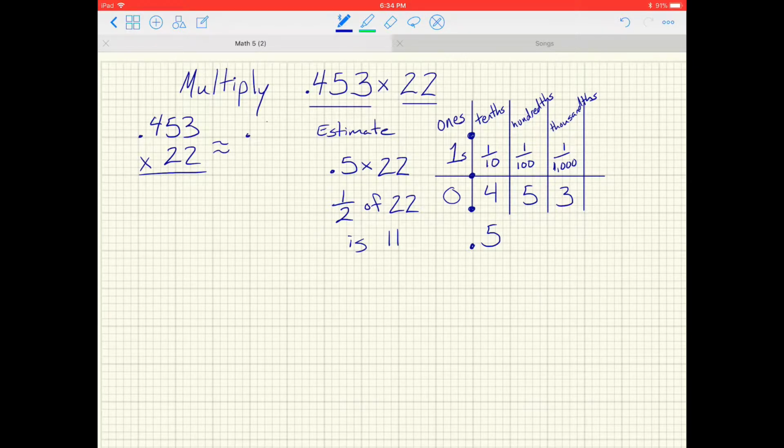Okay, it's about the same as doing 5 tenths times 22. Now 5 tenths is a little more than 453 thousandths, so I expect my answer to be a little bit less than 11. Okay, but pretty close to 11. I'm not going to have hundreds. I'm not going to have tenths or ones. I'm going to have a little more than 10, around 11.